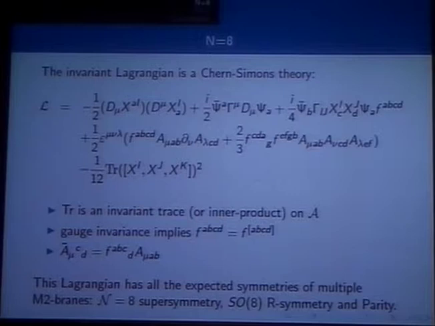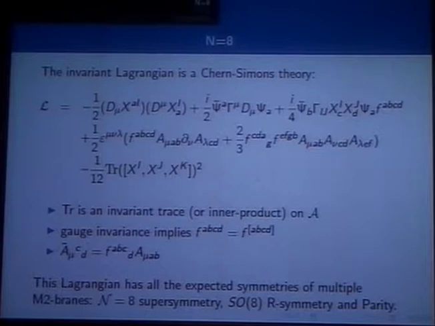This action, of course, this Lagrangian, you need a trace, an invariant trace, an inner product on the algebra. You want to construct a number from your fields. And gauge invariance implies that this F has to be totally antisymmetric once you raise an index. So all of this, of course, is completely analogous to gauge theory, where you have a three-index object. And I've got this notation for what A tilde and A is. I wouldn't concentrate too much on that.